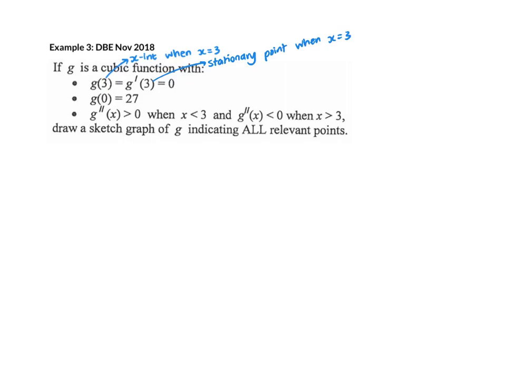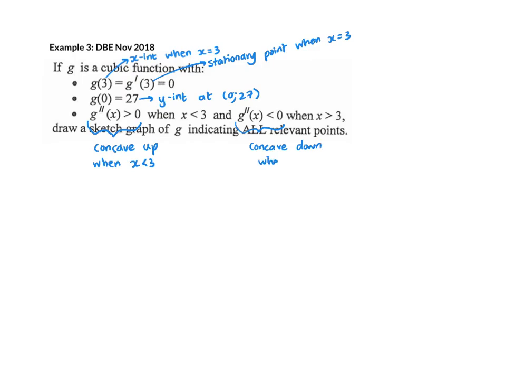So I know so far that when x is 3, I have both an x-intercept and a turning point, or a stationary point. Next, I'm given the y-intercept. So I know the y-intercept will be at 27. Now this last bit looks a bit confusing, but let's break it down. So firstly, I'm given a positive second derivative, meaning the graph will be concave up when x is less than 3. And the second part says the graph will be concave down when x is greater than 3.